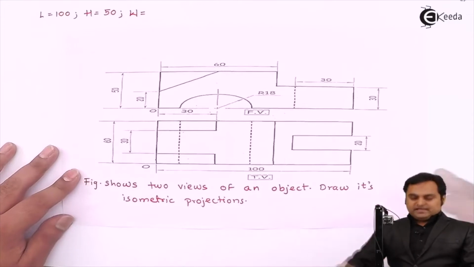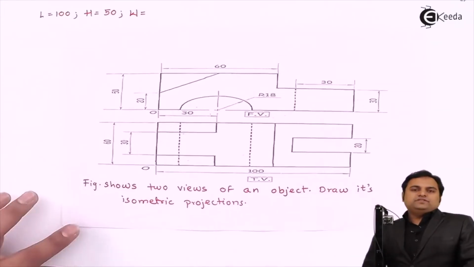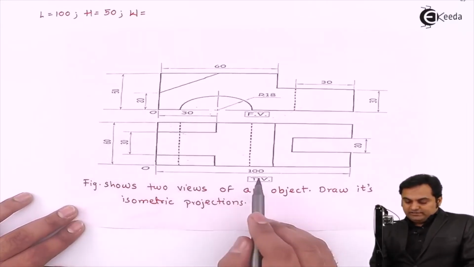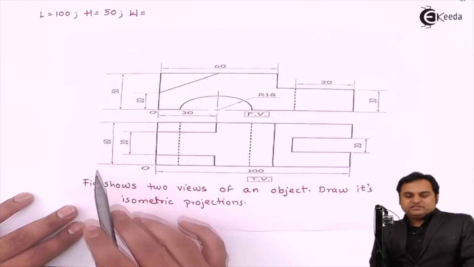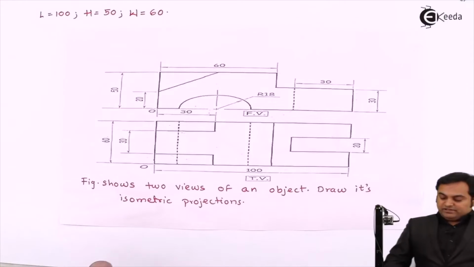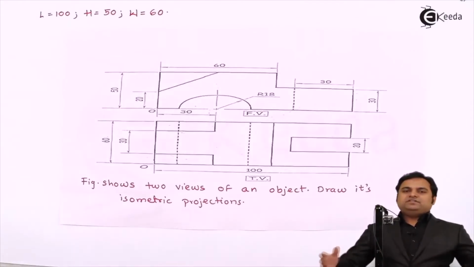And the total width, as I can see from the top view, because in case of the top view the height is not visible but the length and width are seen. So length is 100 mm and the width is 60 mm. And now I'll explain the method of how it should be drawn in a step-by-step manner. Let us get started.